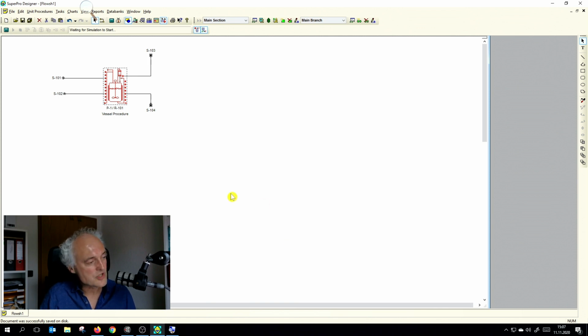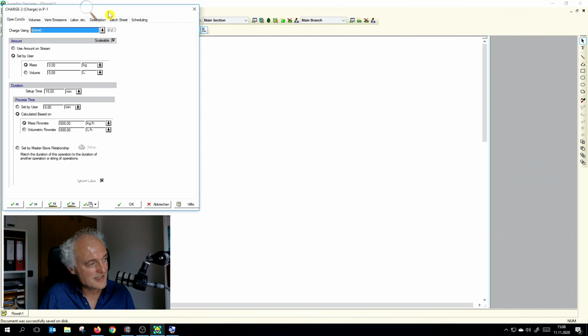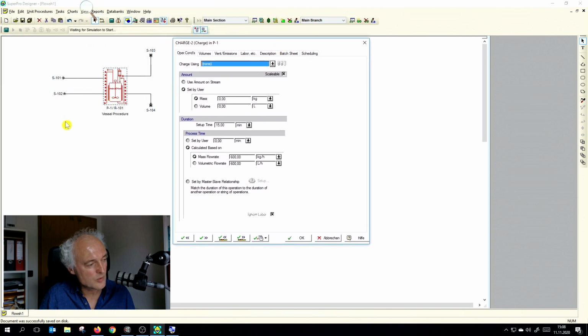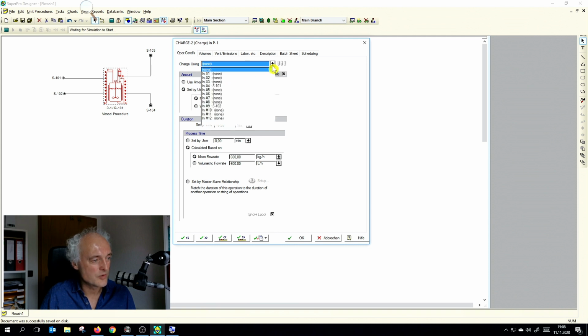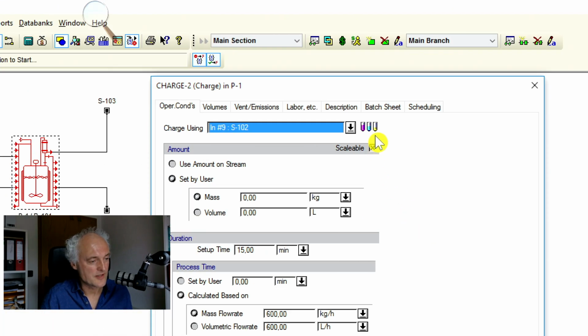Now you remember our charge 2 operation was a bit different because the stream of the charge 2 operation was not initialized. So in the stream, we have not told the software what is in the stream. So of course, for charge 2, we take the stream 102. But now we need to tell the software first, before we proceed, what is in it. So therefore, we go to this symbol here. We go to this symbol, click it, and you see it's view edit the stream's composition.